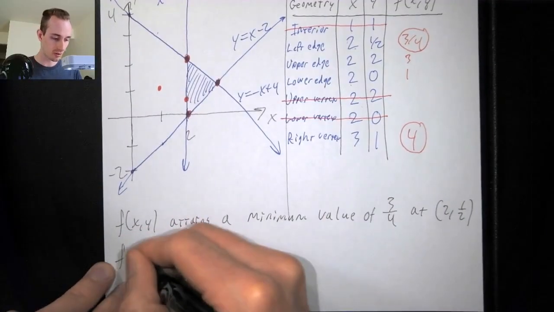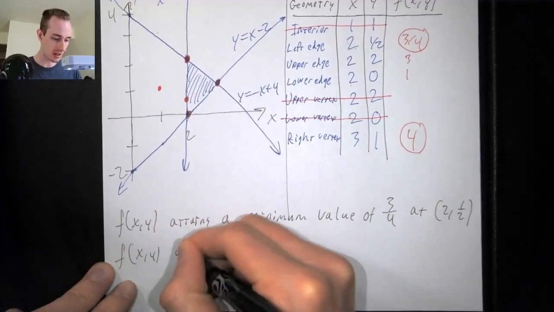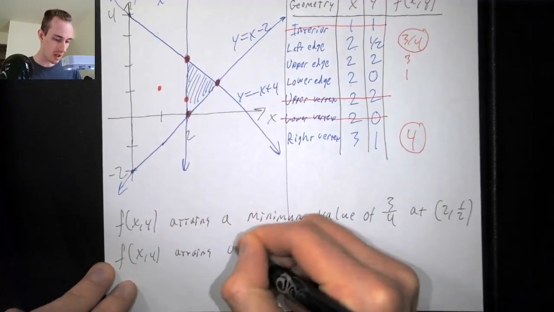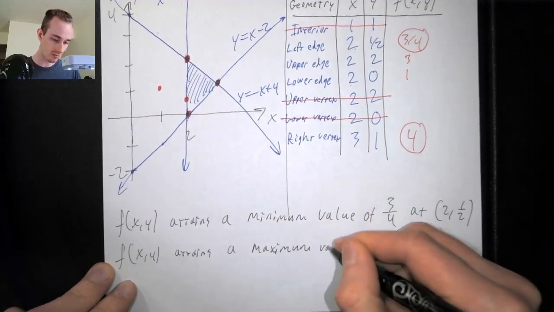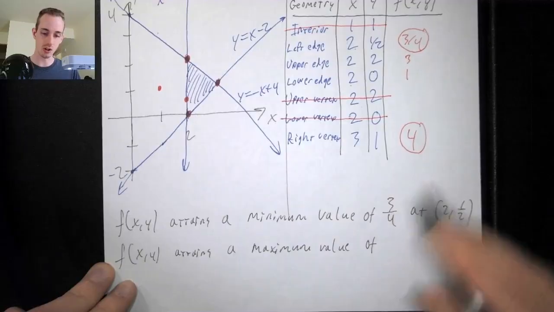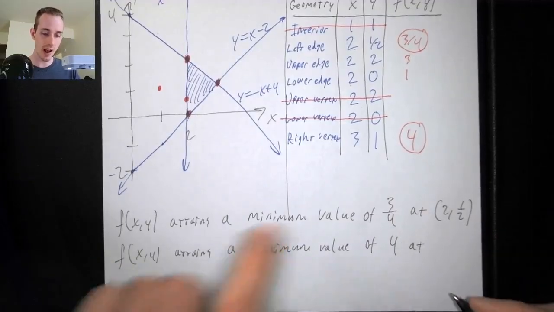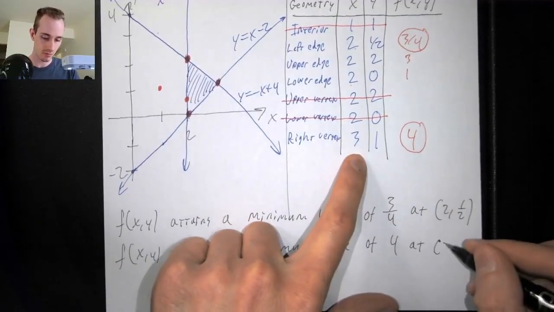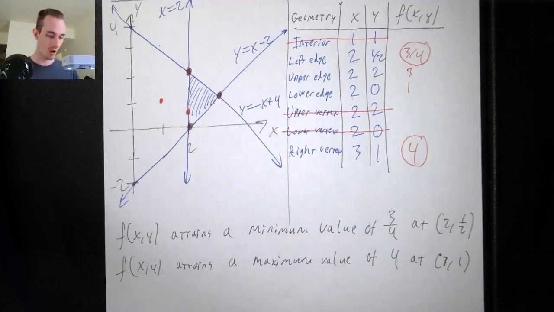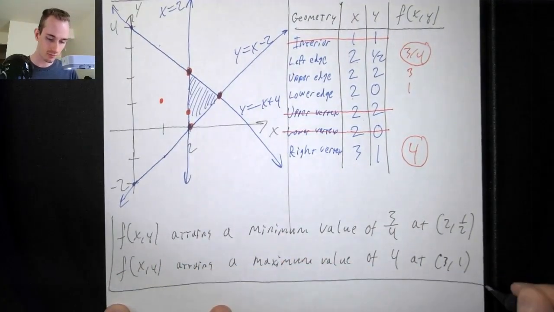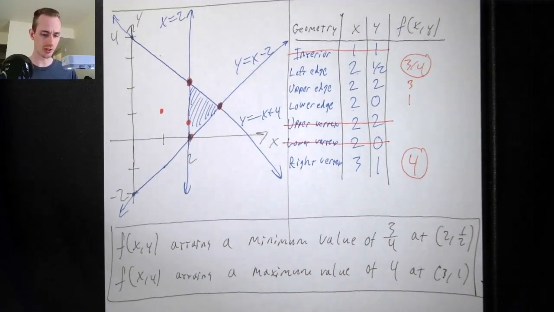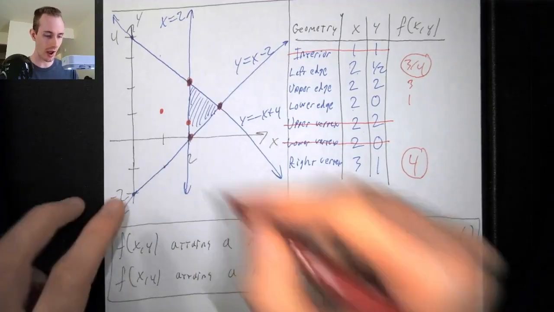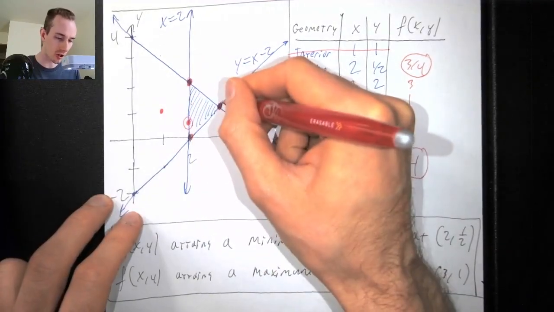And then lastly, of course, f of x, y attains a maximum value of, we said the largest one was 4, and that occurs at 3, 1. All right, and that's our answer. We can box that. There we go. So notice that we actually did end up getting a minimum on an edge. This was 2.5, that's right there, and our other one was on a corner.